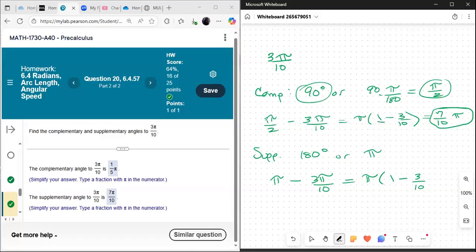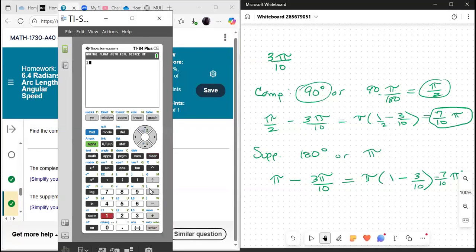Oh, I just realized that was a 1/2 there. Sorry about that, because this is 7/10 pi. It's 1/2 minus 3/10. Need to change that answer. So 1 divided by 2 minus 3 divided by 10. Math, enter, enter. We get 1/5 pi.